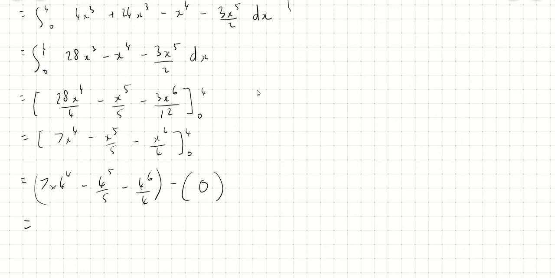Okay, so now we can just plug these numbers in our calculator. 7 times 4 to the 4 minus 4 to the 5 divided by 5 minus 4 to the 6 divided by 4. I just get 563.2, which is my final answer.